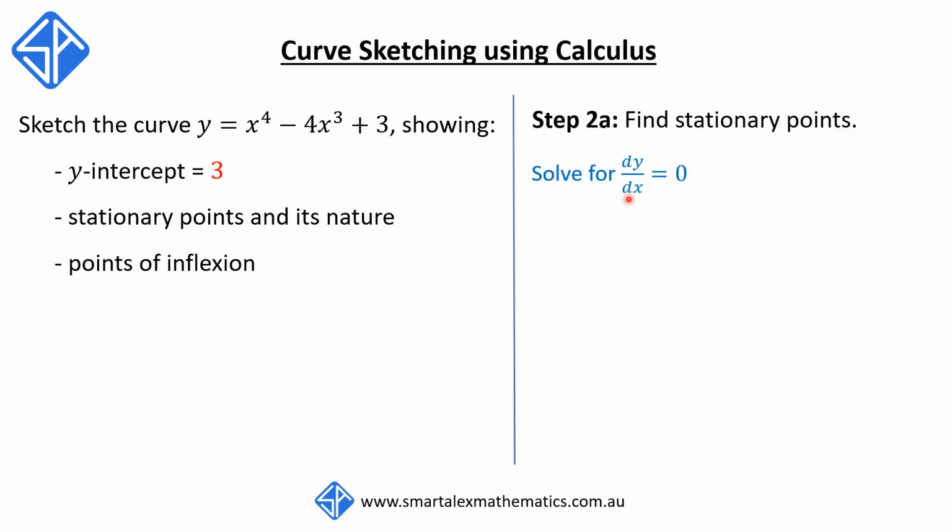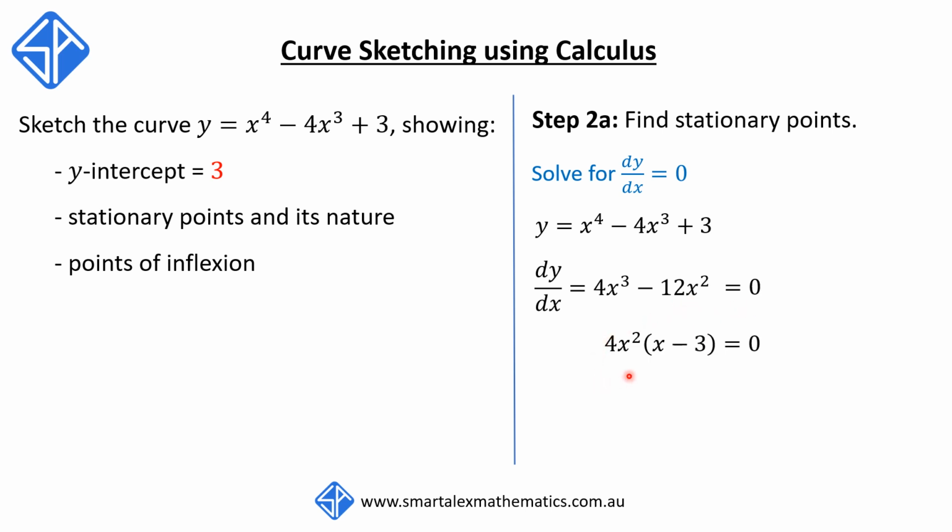To start off, let's find the stationary points. To do this, we need to solve for dy on dx is equal to 0. So given our function y is equal to x to the 4 minus 4x cubed plus 3, taking the first derivative, dy on dx is equal to 4x cubed minus 12x squared. And we're going to equate this to 0 and solve by factorizing. So we get 4x squared outside the bracket times x minus 3 is equal to 0.